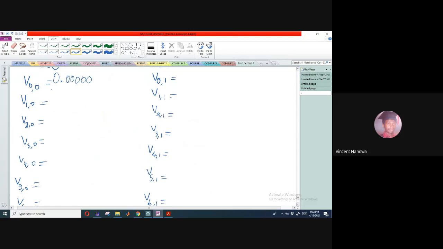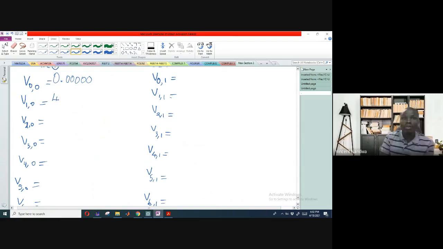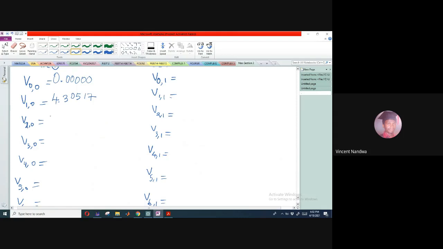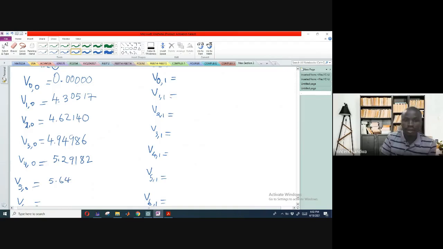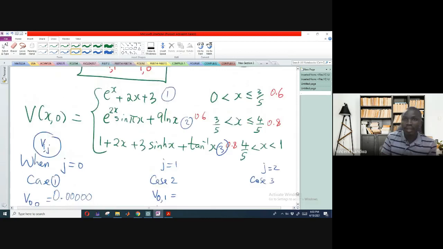So when you put 0.1 into the first formula, you get 4.30517. Put 0.2, you get 4.62140. Put 0.3, you get 4.94986. Put 0.4, you get 5.29182. Put 0.5, you get 5.64872, and then 0.6, because the boundary conditions given are less than or equal, so it means that the value at 0.6 is also defined by this first formula still.